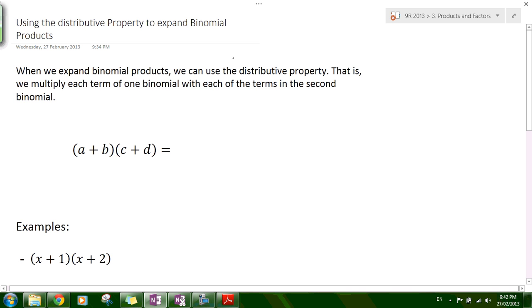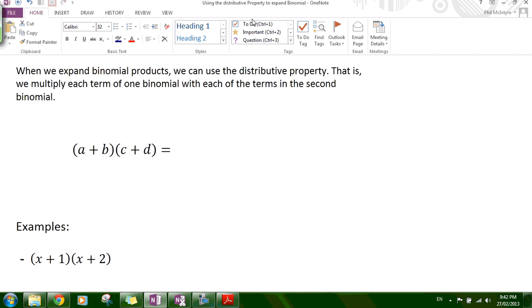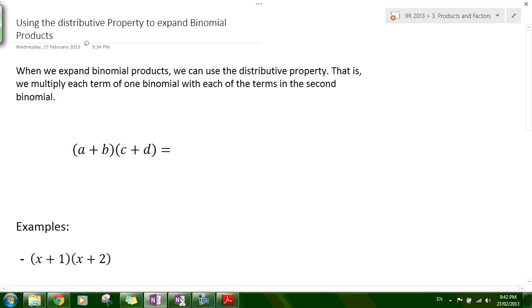Okay, so when we expand binomial products, we can use the distributive property, which basically means the property that we use to expand brackets. You can break a number up into two parts and then multiply something by each of those parts, and then add it together, and you get the same result. So basically, you multiply each term of one binomial with each of the terms in the second binomial. Each of the terms in the first has to be multiplied with each in the second. So if I change to red here, you can have a look. This is how we want to do it.